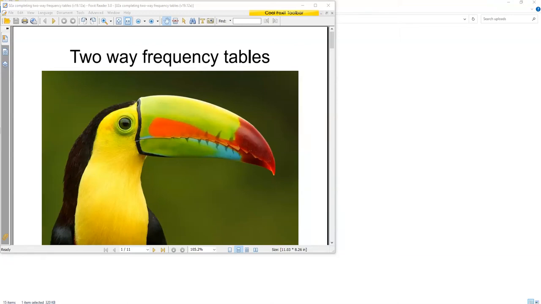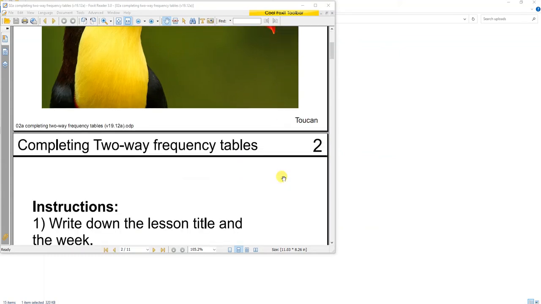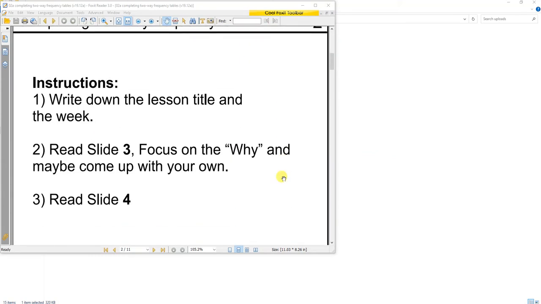Hello, this is Mr. Barr, and today we're going to do two-way frequency tables. Actually, it's going to be completing two-way frequency tables, so I'll change the title on that eventually. Oh, there it is, completing two-way frequency tables.